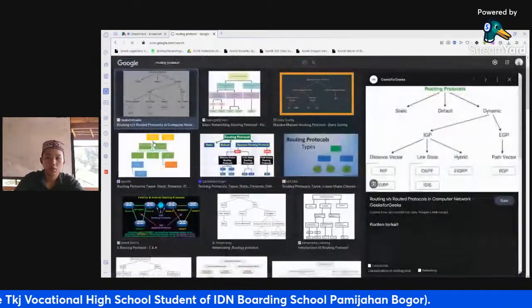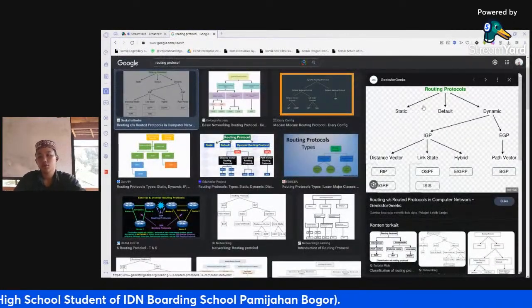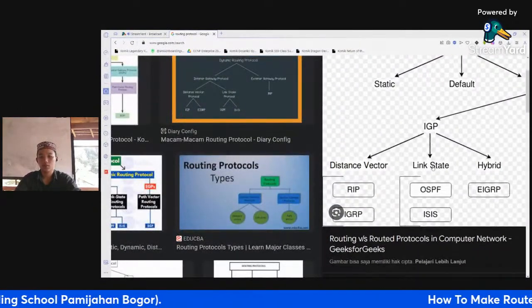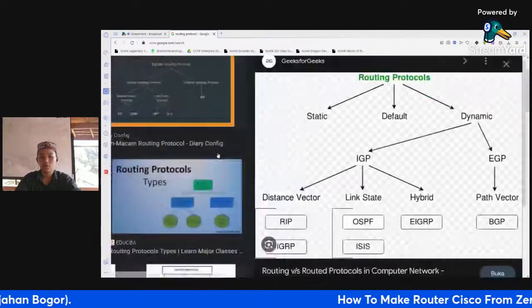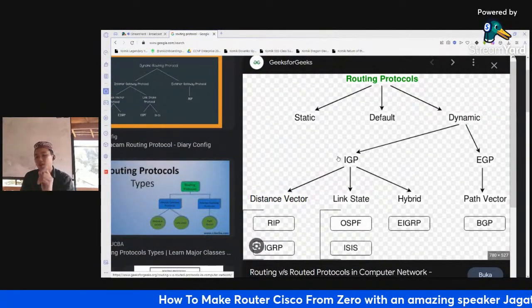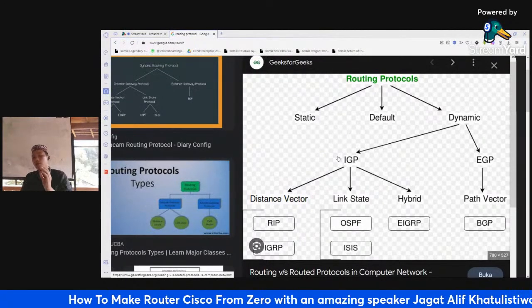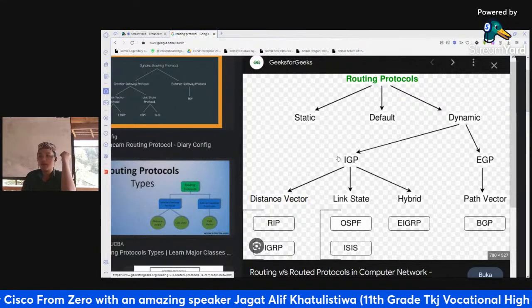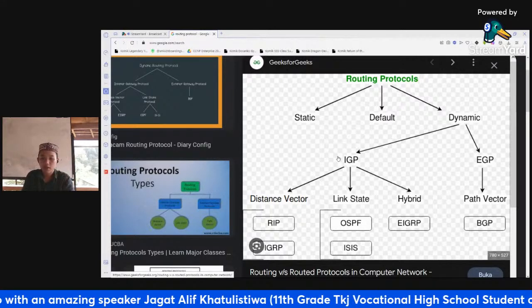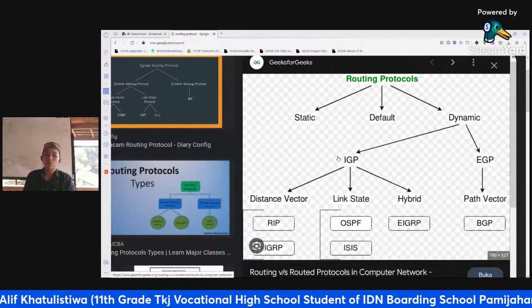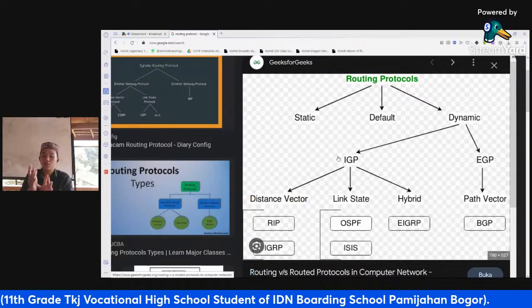So there is routing protocol. First, what are routing protocols? They make sure the other routers can have a connection, can talk by themselves, and can send the packet. The routers must have the routing data first.